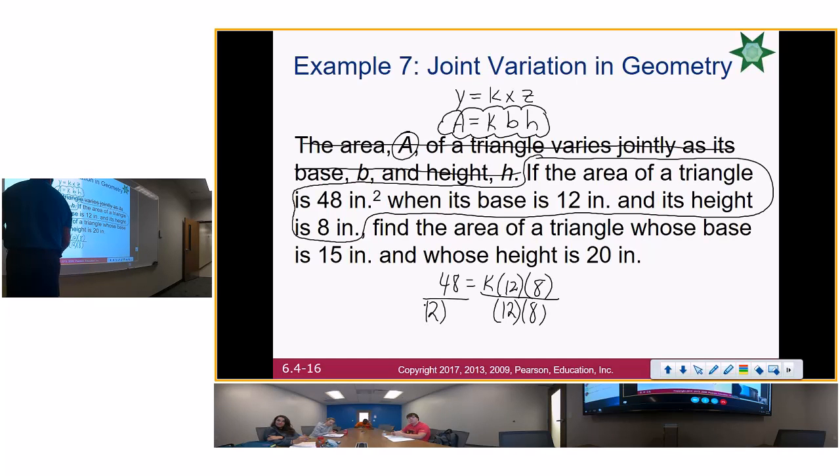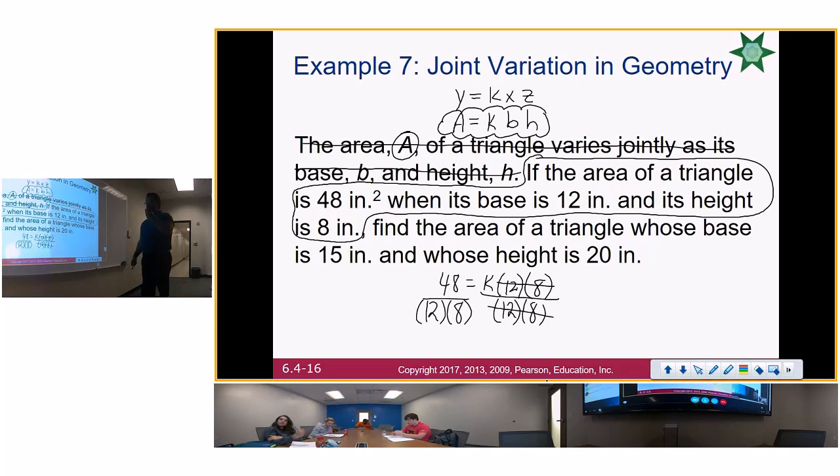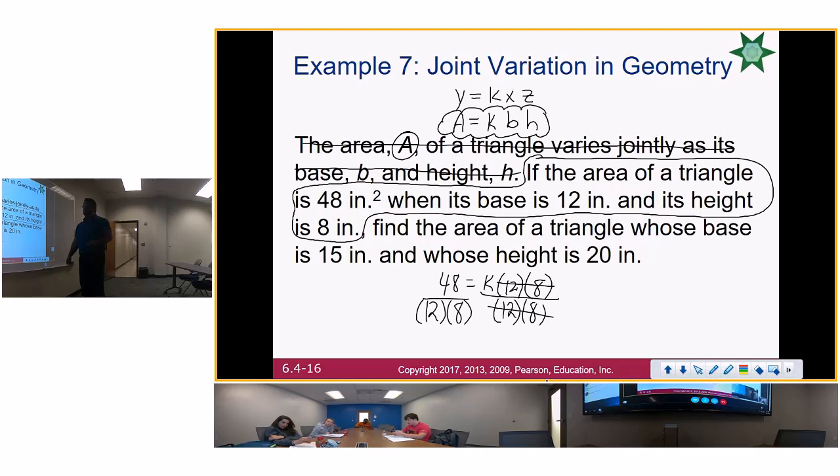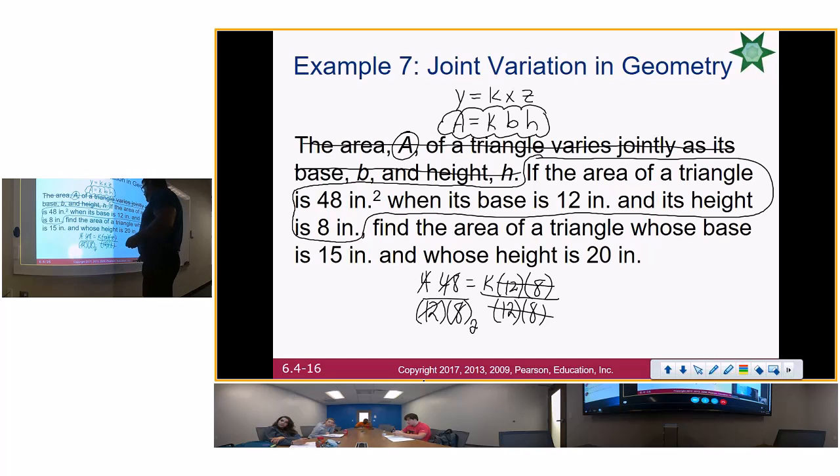Now, if I leave it like this, what can I do on the left-hand side to make life easy on myself? What can I do with that fraction? You can cancel, Hubert. Yeah, that's right, class. How many times will 12 go into 48? 4 times, Hubert. How many times will 4 go into 8? 2 times. Now, it looks like K is equal to 0.5.